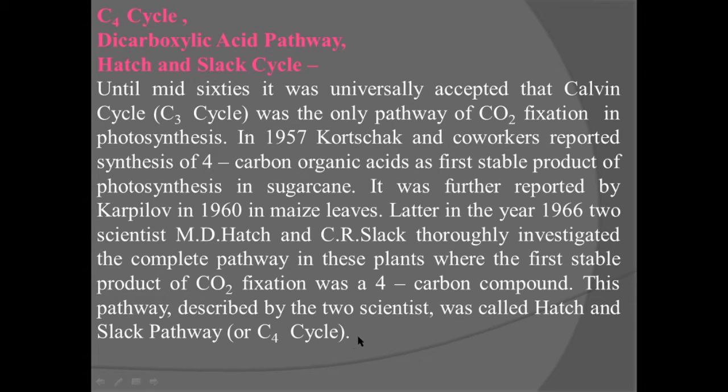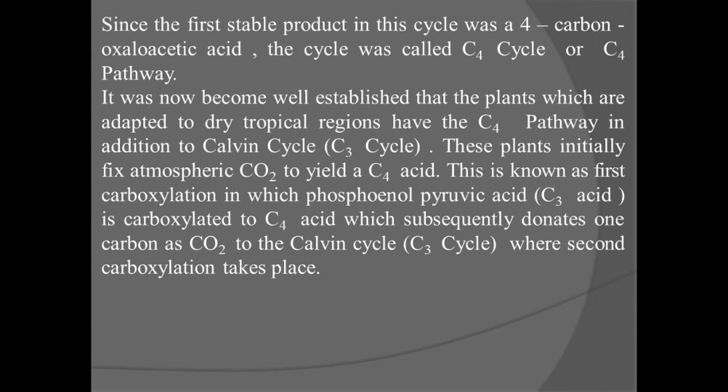The first stable compound during this cycle is a 4-carbon compound, oxaloacetic acid. Since the first stable product in this cycle was a 4-carbon compound, oxaloacetic acid, the cycle was called C4 cycle or C4 pathway. It has now become well established that the plants which are adapted to dry tropical regions have the C4 pathway in addition to Calvin cycle.